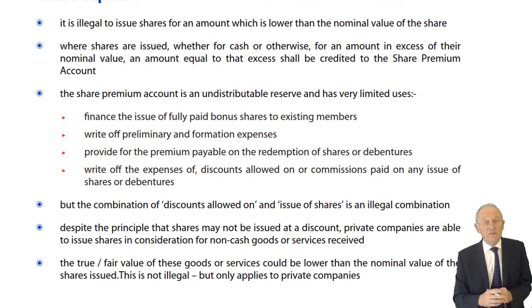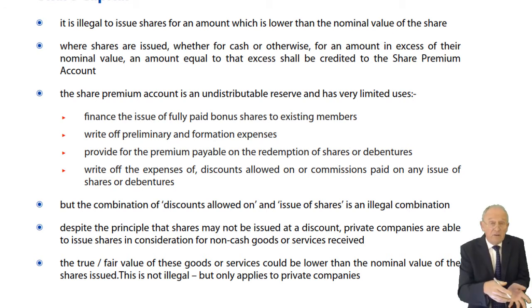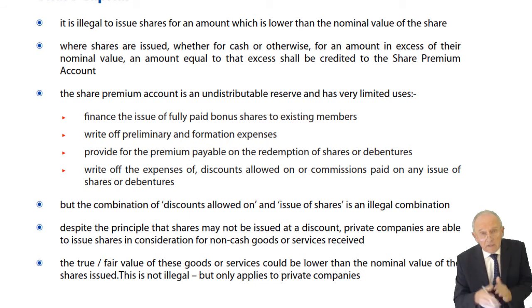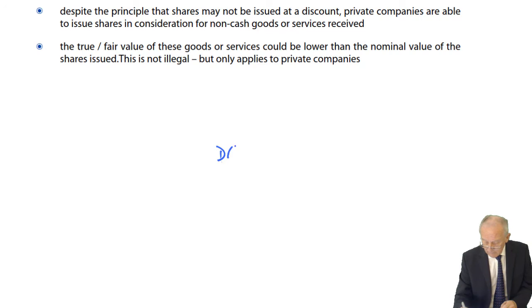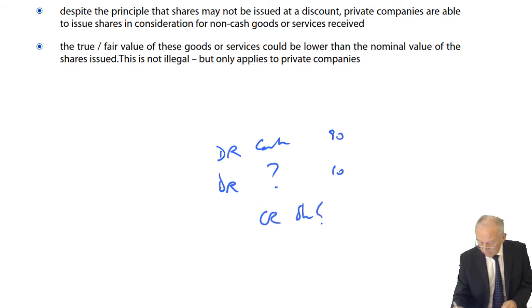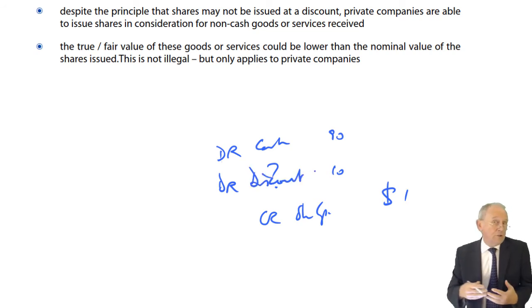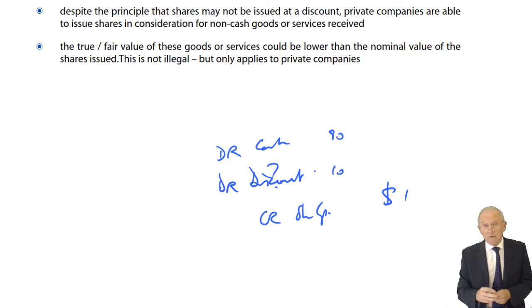It's illegal to issue shares at a discount. You cannot do it. You cannot receive 90 cents worth of value and issue a $1 share in exchange. It is illegal. Think of the double entry that would have to go through. It would have to be debit cash 90, debit something else for 10, and credit share capital with the $1. And that something else would be discount expense on share issue. But it's illegal. You cannot do that.